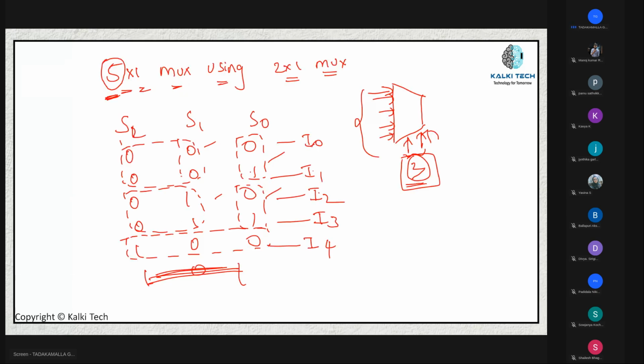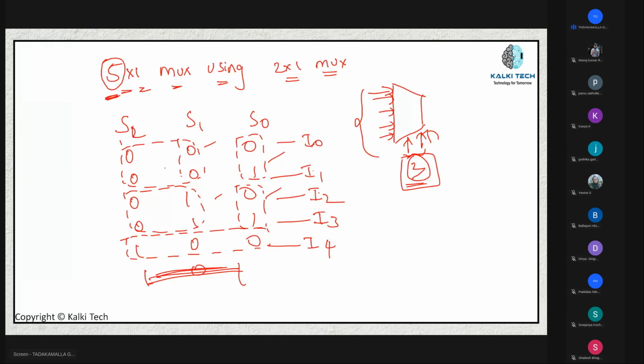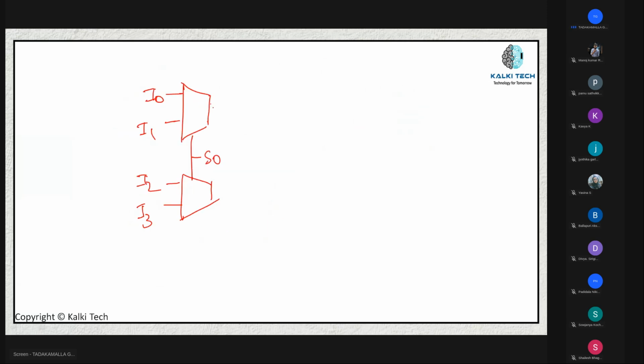Okay, let us see how we are getting this. So this is one multiplexer, and this is one more multiplexer. So this is 1, 2. Now here we will connect I0, and here we will connect I1, I2, I3. Okay, this is S0. And the output is connected to one more multiplexer, which is nothing but your S.